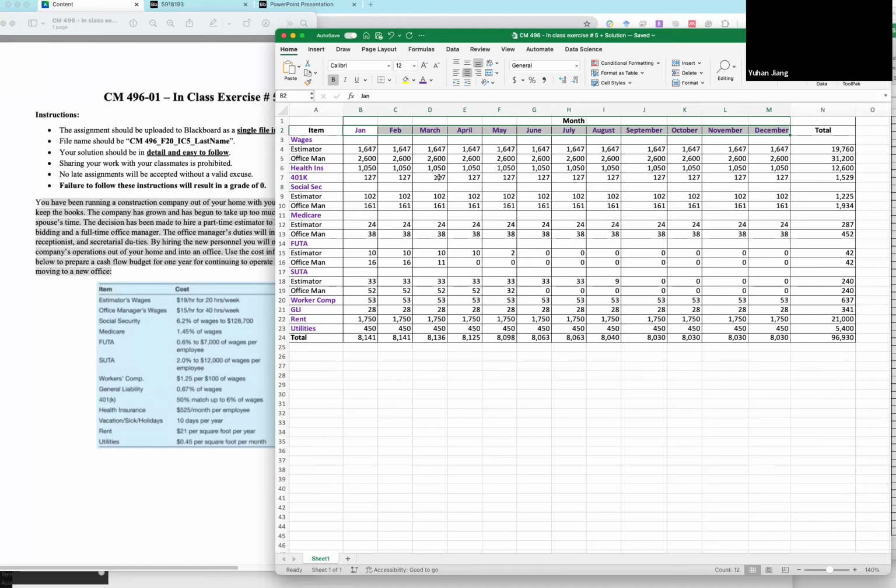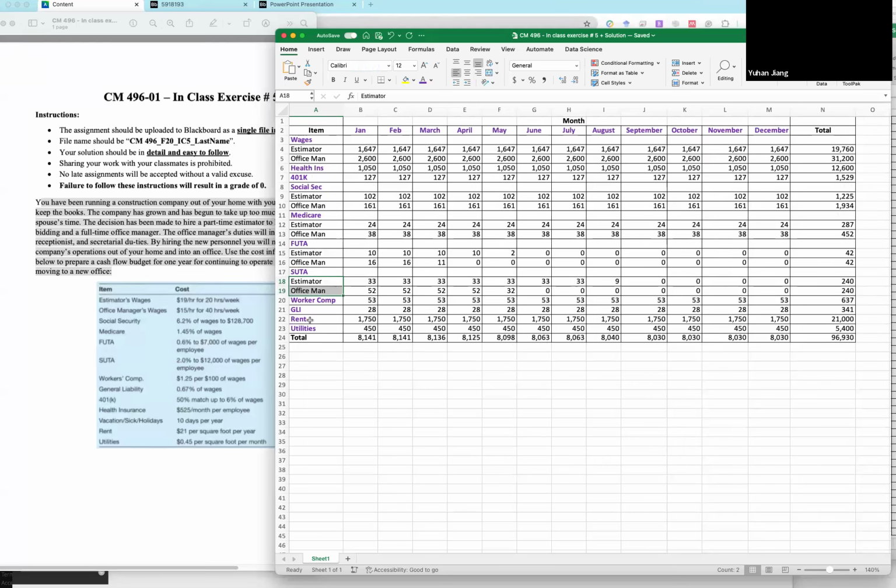For the wage, you have two main ones: your estimator and your office man. For Social Security, it is the same because it is based on your salary. Medicare is based on a percentage of your salary. FUTA and SUTA will be the same.